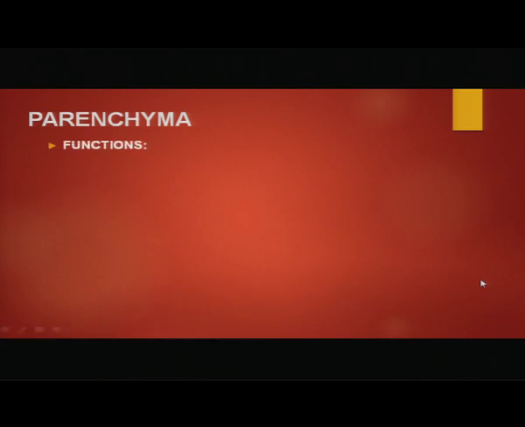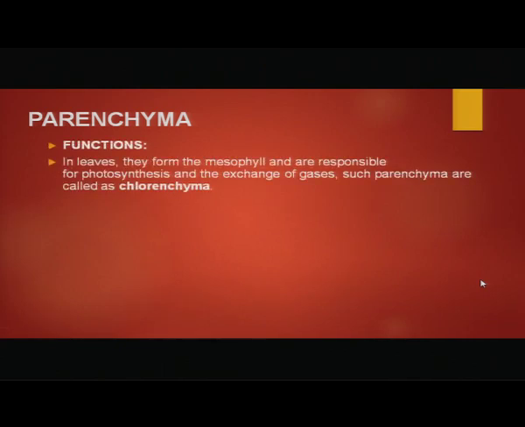Let us now study the functions of the parenchyma. Since they are present everywhere, they perform a large variety of functions. For example, when they are present in the leaves and they bear chloroplasts, then they are known as chlorenchyma, and then they take part in various activities of photosynthesis.